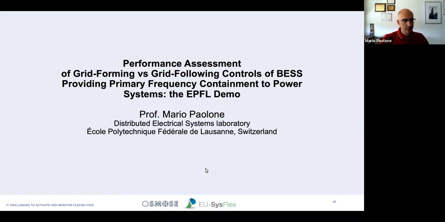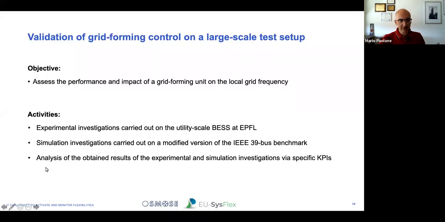Now, the objective, as I said, is to make this assessment by measuring the impact of grid forming units on the local grid frequency. Why am I specifically saying this? Simply because the experimental activities that we are carrying out make use of megawatt class devices. So estimating the impact on the system frequency is very difficult because they are too small to influence the frequency of the European power grid. So we had to develop methodologies and metrics capable of assessing the impact on the local frequency of the grid, and I will come to that point in a moment.